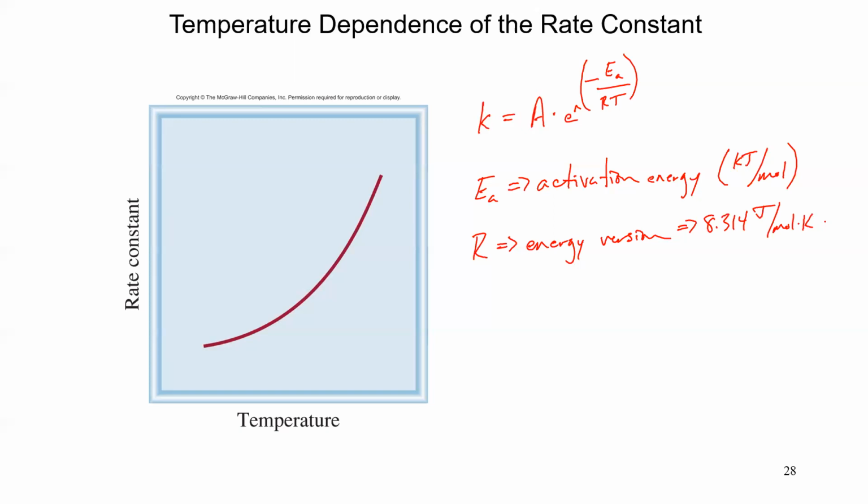Something to point out here, just so you're on your toes: the units on R are joules, the units on activation energy are kilojoules, and so we need to be sure that we convert one of those to the other before we solve so we don't have a unit mismatch. And T, of course, is our temperature in Kelvin.